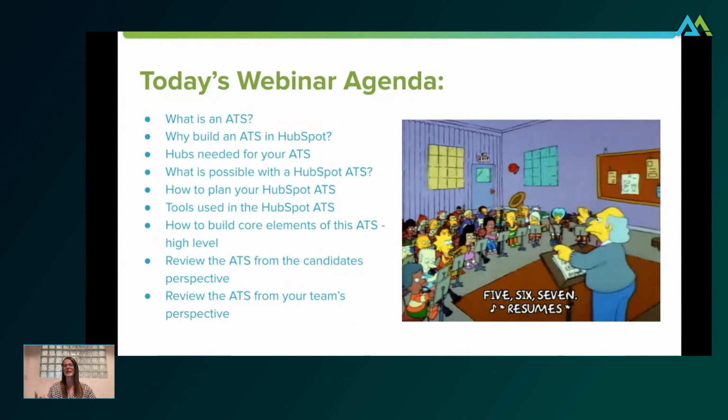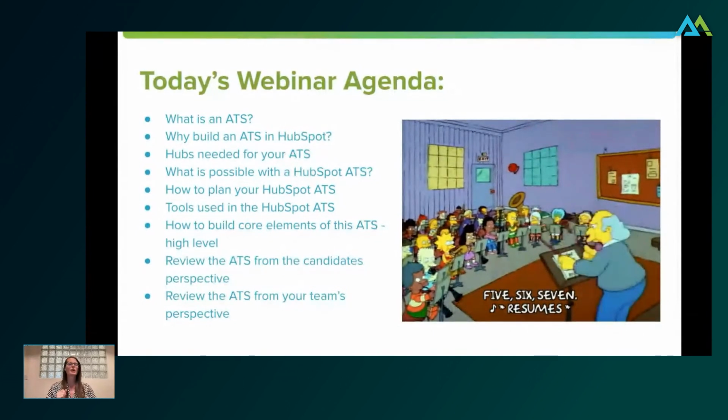We're going to talk about what an ATS is. I think a lot of you probably already know, or you wouldn't be here, but we're still going to cover that real quick. And then we're going to talk about why you want to build this system in HubSpot. What are the benefits of doing so? And what is possible with that system? Because I'm going to show you the build that I created, and we're going to have a look at that build from a build plan and the elements of building it and a little bit of how you build it so that you could get started with a plan of your own.